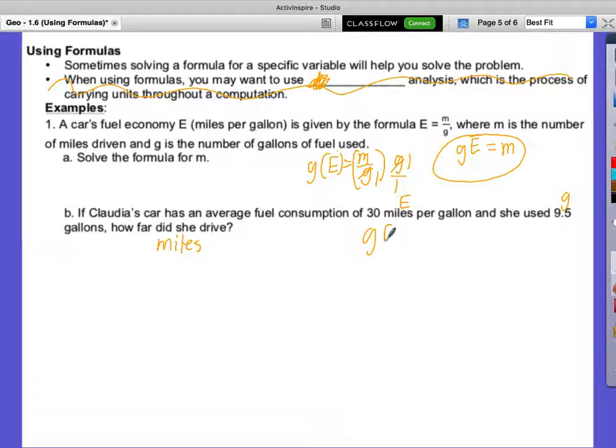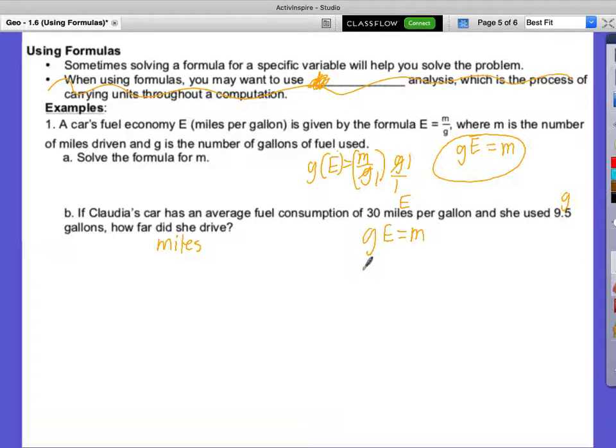Yeah, we can take the equation G times E equals M, and we can plug these in now and solve for M. Okay? If you're having trouble knowing if this is E or this is G, remember up here, our car's fuel economy E, miles per gallon. Well, what label are we given with 30? Miles per gallon. That's a big hint that that's the same thing. Gallons, 9.5 gallons, that's G. Distance, miles, okay?